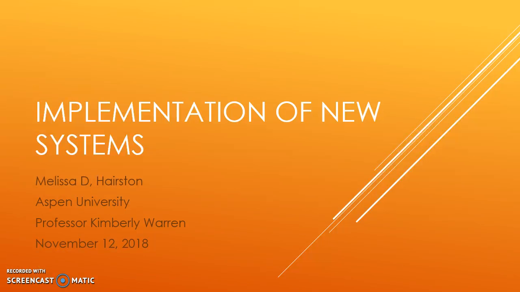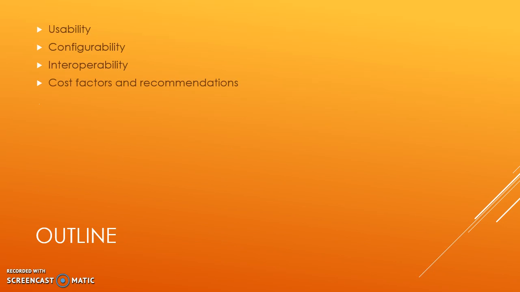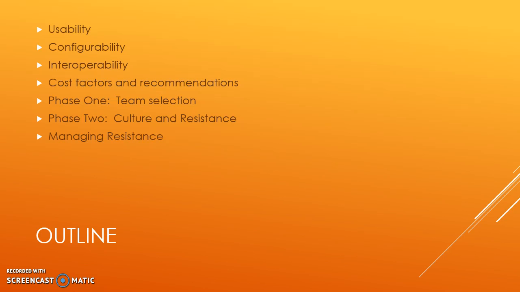Welcome to Implementation of New Systems, Module 4. The outline: usability, configurability, interoperability, cost factors and recommendations. Phase 1, team selection. Phase 2, culture and resistance. Managing resistance, pitfalls and how to avoid them, and sharing a personal experience with system implementation. This will be the gist of the PowerPoint.